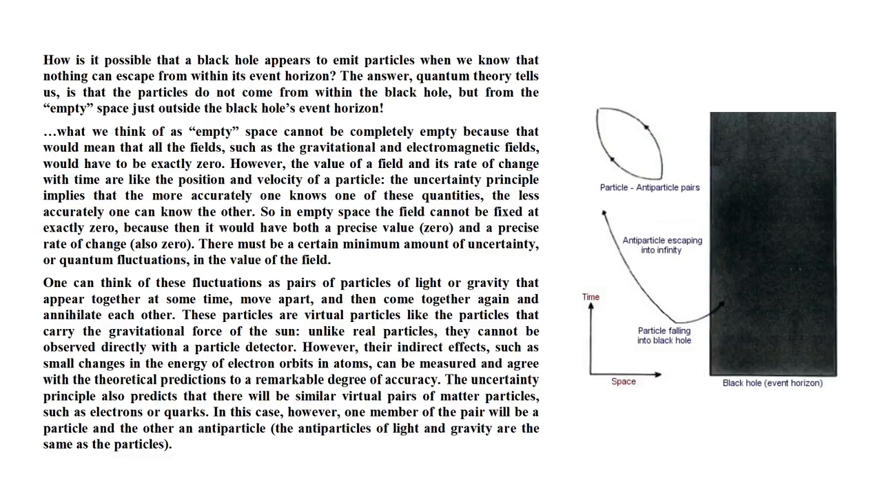Okay. He continues, one can think of these fluctuations as pairs of particles of light or gravity that appear together at some time, move apart, and then come together again and annihilate each other. Okay? In other words, by annihilation, he doesn't mean they disappear completely, but these particles come together, whatever these particles are, and they form a zero energy, a nothingness, which is a somethingness. Okay? These particles are virtual particles.